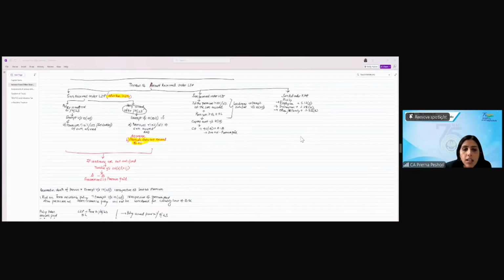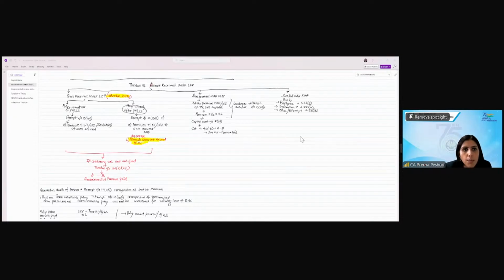Last lecture, which head of income did you see? Capital gain. Correct. So the units will be treated as a capital asset, STT will apply, and accordingly provisions like 111A will apply.